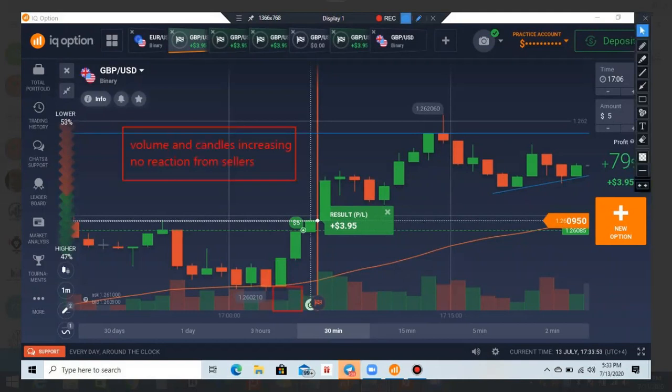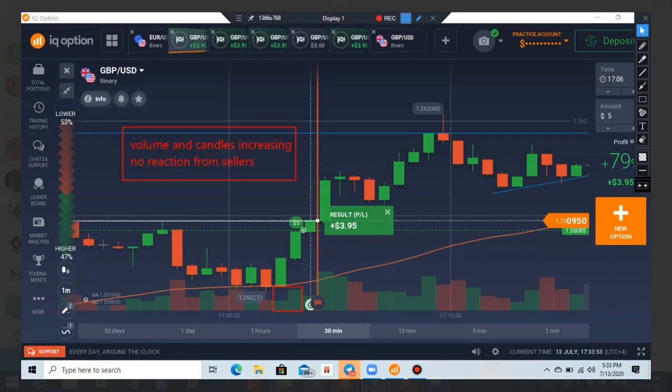Volume and candle increasing, no reaction from the sellers. Yes, you can take this type of trade because you know that we were before in the range, in the congestion area, and buyers broke the congestion area and sellers have no effect on the breakout. There is no wick. It means there is no pressure from the sellers. Again, candles increase and it creates a higher high, lower high and higher high. So then we can trade also. The price action suggests that you can trade and the volume bars also suggest that you can trade.